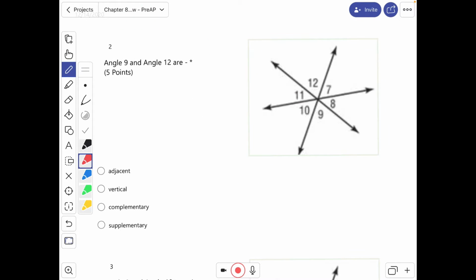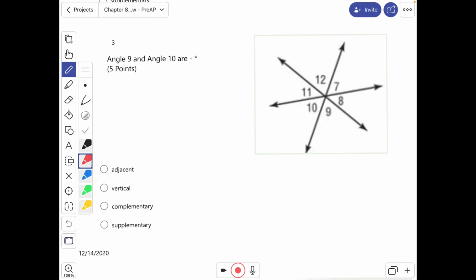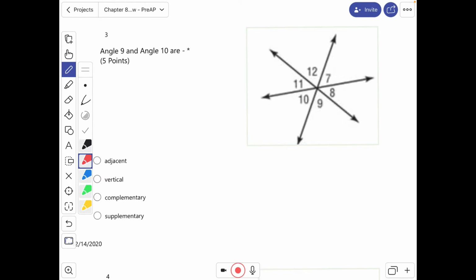Angles 9 and 12 are what kind? Look, there's 9. There's 12. They are across from each other, and angles that are across from each other kind of make a V. That would be vertical. Question 3 says angles 9 and 10 are what? So 9 and 10 are right next to each other. If they're next to each other, they are called adjacent.